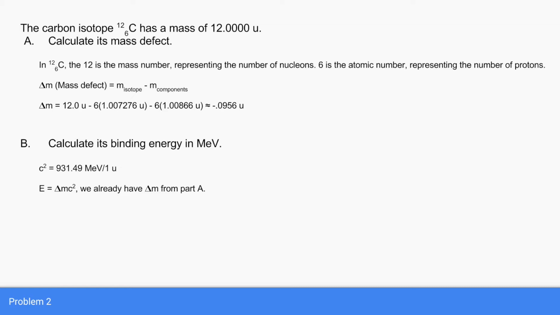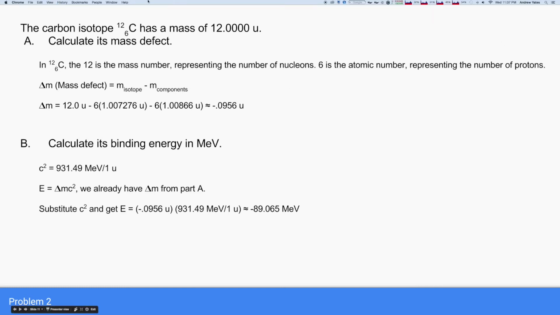So E is equal to the mass defect times the speed of light squared, and we already have the mass defect from part A. So we're just going to substitute in the 931.49 mega electron volts over 1 atomic mass unit for c squared in Einstein's equation and plug in the mass defect, and we'll get approximately negative 89.065 mega electron volts for the binding energy.